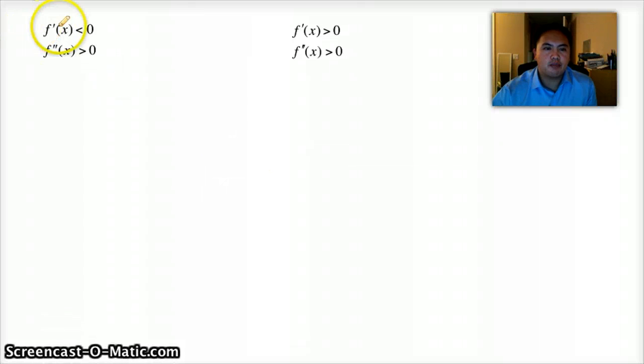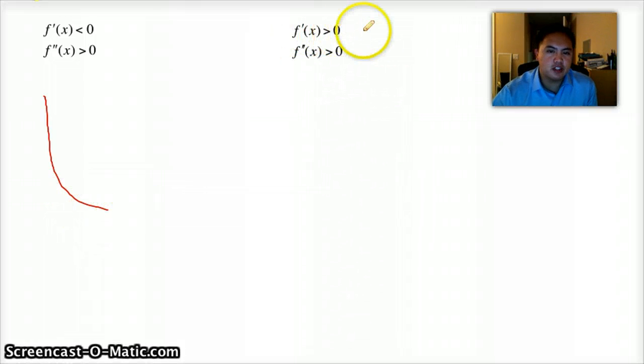What if I have f prime less than 0, which means it's decreasing, and I have concave up, because f double prime is greater than 0? That will look like this. See how my slope is decreasing and it's concave up? On the right side, you can probably guess how it's going to look.